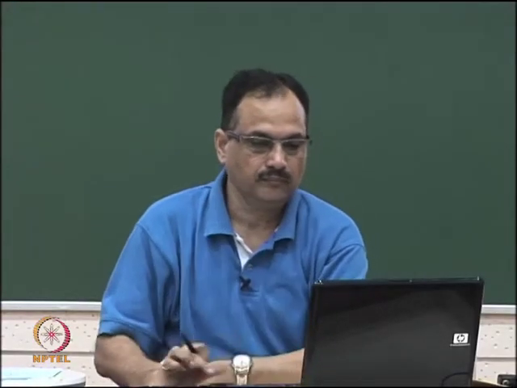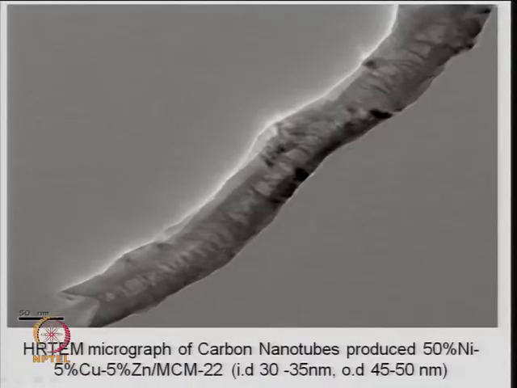This is another picture, taken with high resolution transmission electron microscopy at high energy. So, you can check the structure of the carbon which has been deposited on the catalyst. You can see here that it is a kind of nanotube, and if you look at the close-up picture, there are different layers of carbon inside.